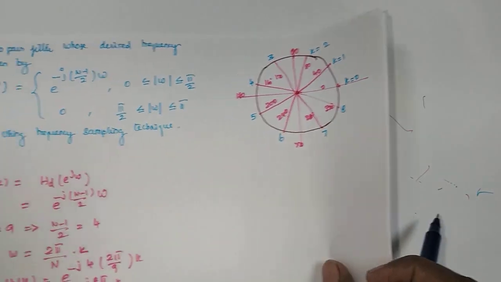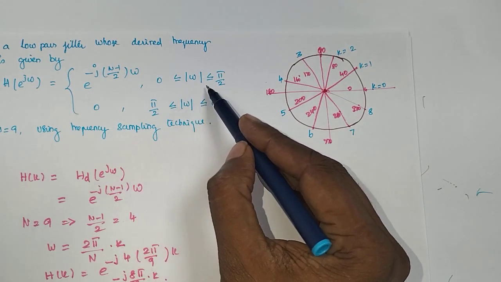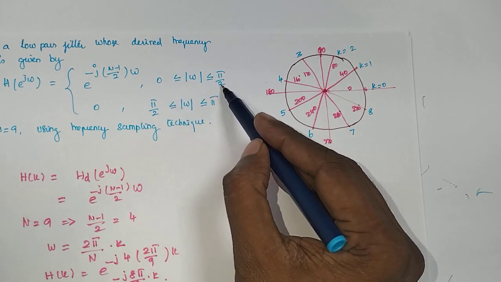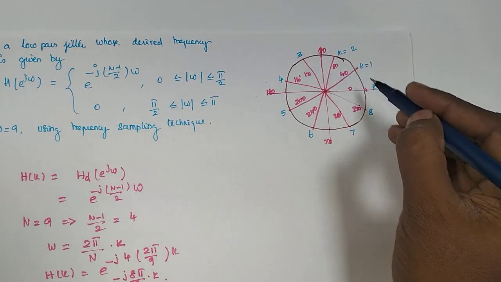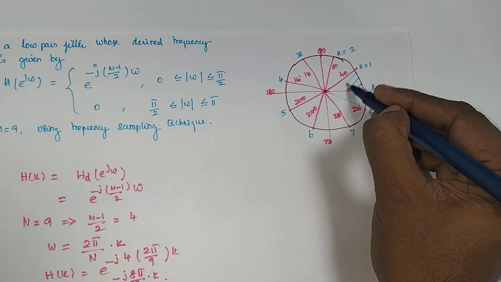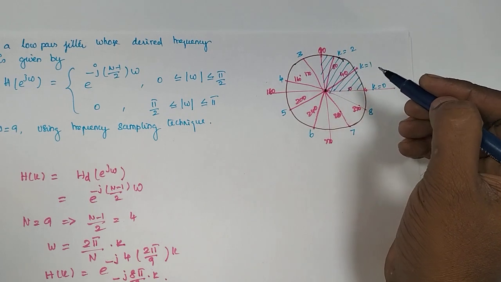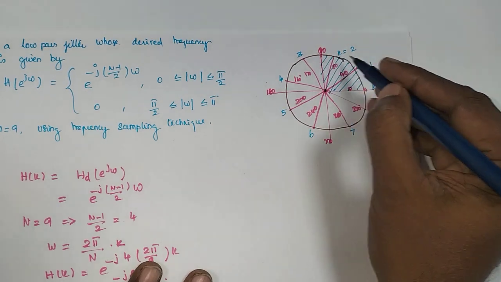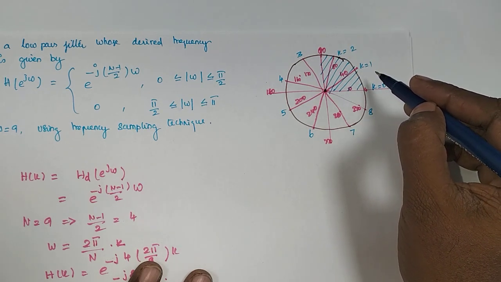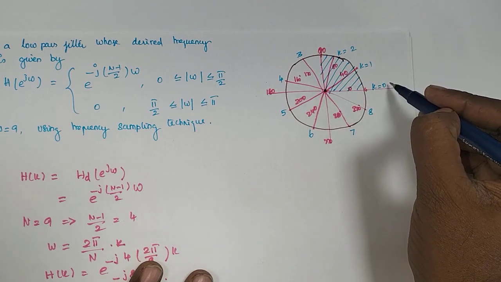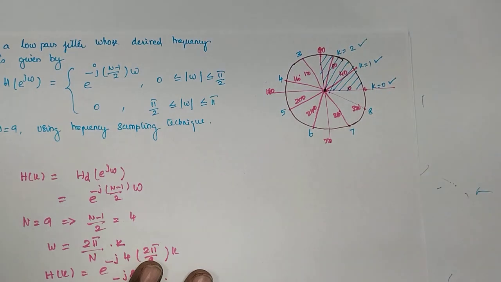So see the frequency response. The frequency response is e power minus j (N minus 1) by 2 of omega. It is between 0 and pi by 2. Between 0 and pi by 2 is nothing but 90 degrees. The pi by 2 is in radians; if it is an angle, it is 0 to 90 degrees. For 0 to 90 degrees, what are the samples which we can take in this frequency range? For k equal to 0, k equal to 1 and k equal to 2.